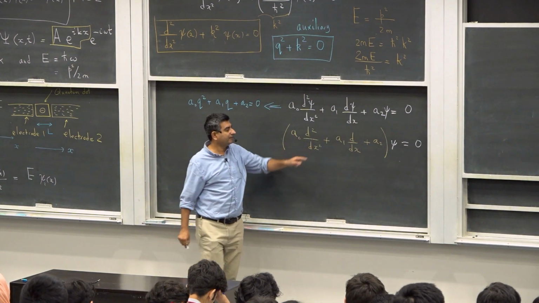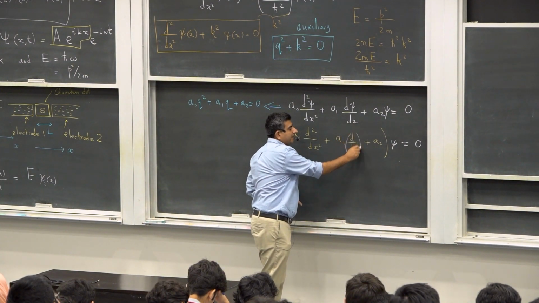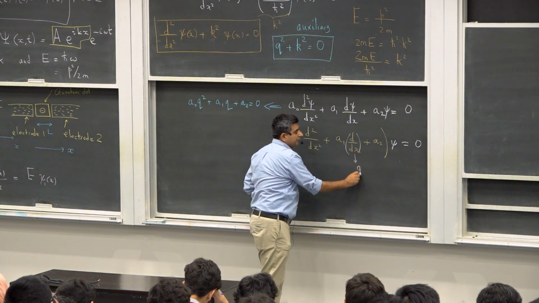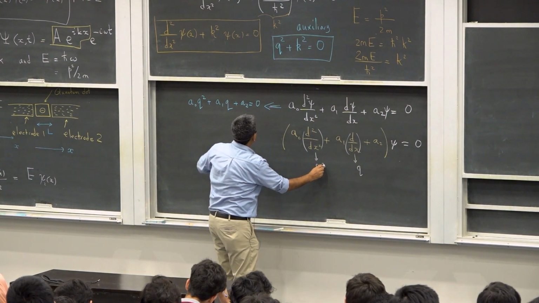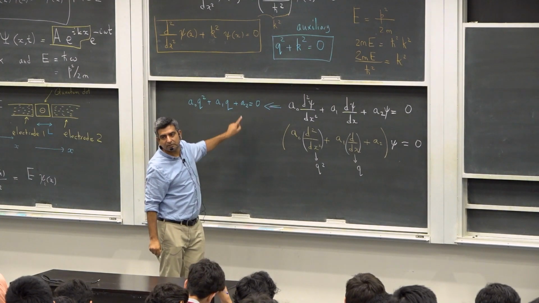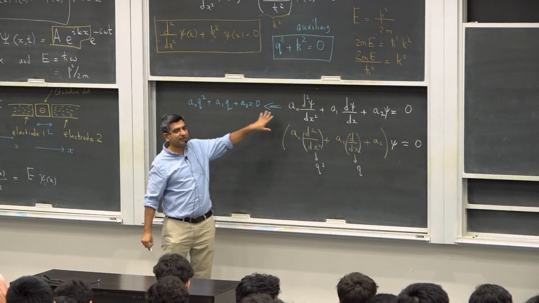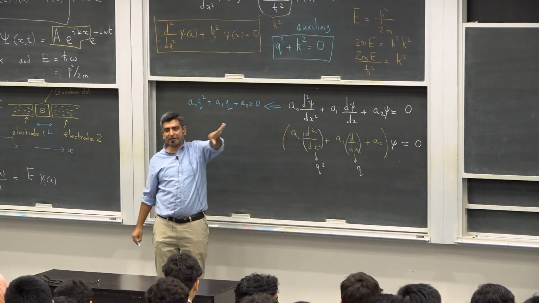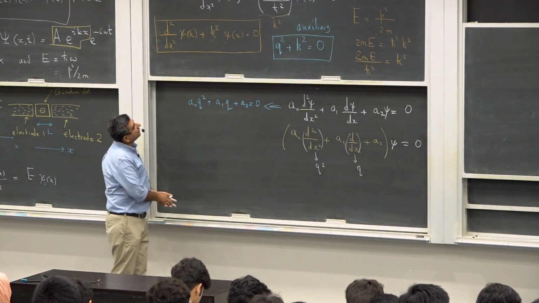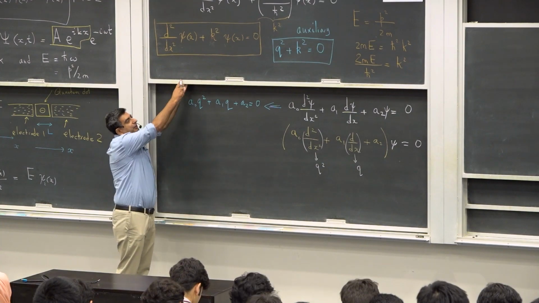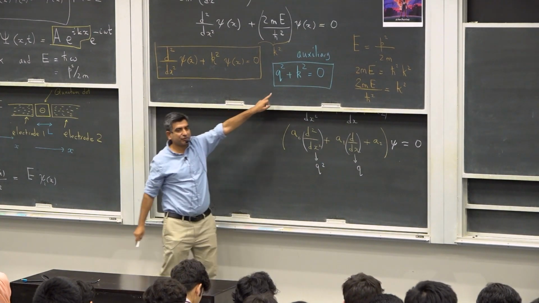I replace d by dx by q. I give this the name q. I replace this by q square. I get this. So this is just an auxiliary equation, an auxiliary algebraic equation to the differential equation. Now if I look at my Schrodinger equation, the auxiliary equation looks like this.